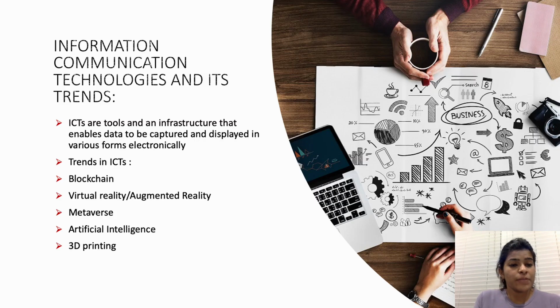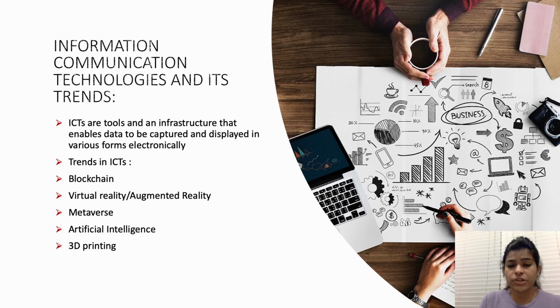So, information communication technology, in simple words, is the variety of technology that facilitates communication. It basically stores, transmits, retrieves, and processes the information, and that information can be captured and displayed in various forms electronically. So, I'm going to talk about the 5 different types of trends.